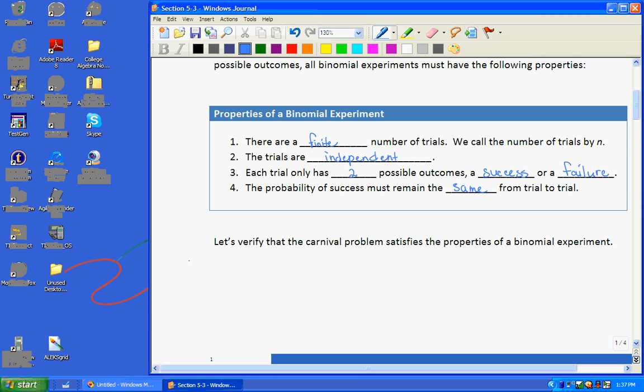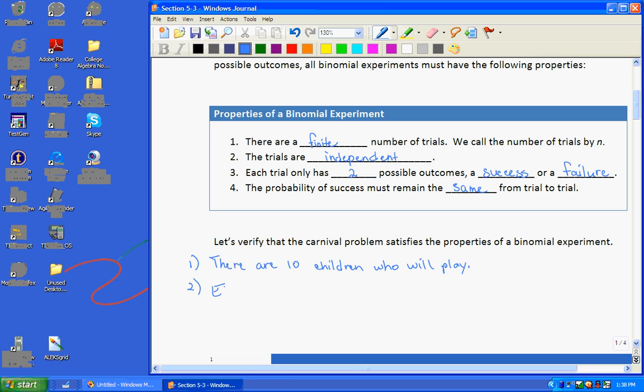of a binomial experiment. So number 1, there are a finite number of trials. Well, yeah, there are, because there are 10 children who will play. So we're not talking about every child who has ever played or who will ever play. That would be infinite, because it just keeps going on and on and on. But we're talking about just 10 kids, so that's definitely finite. It meets that property.